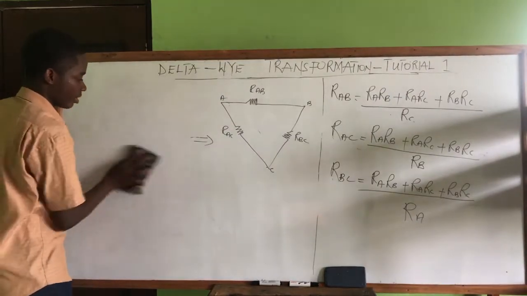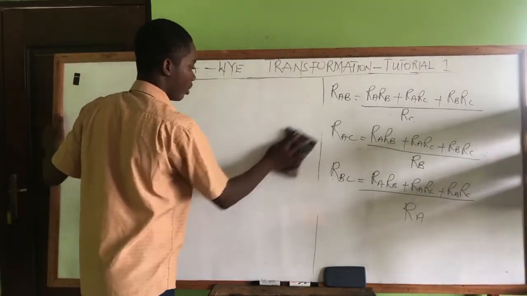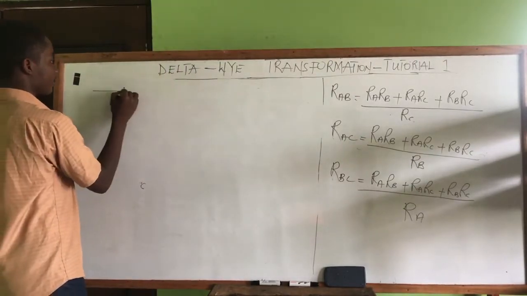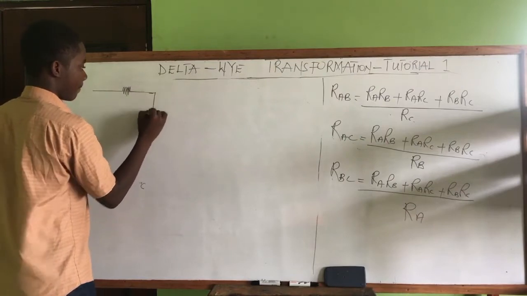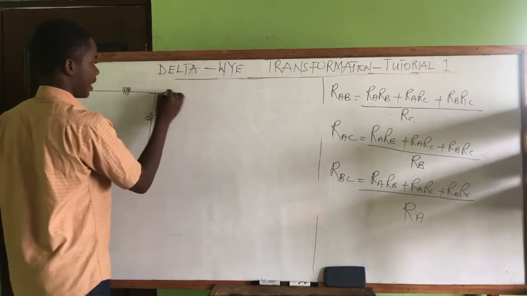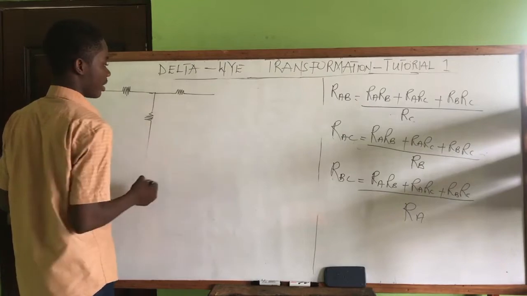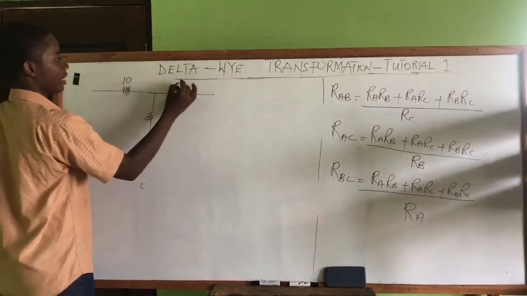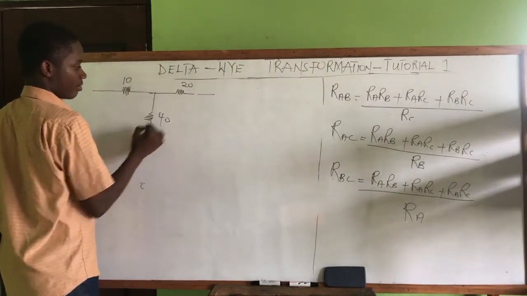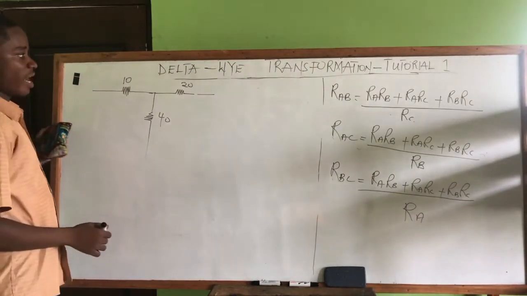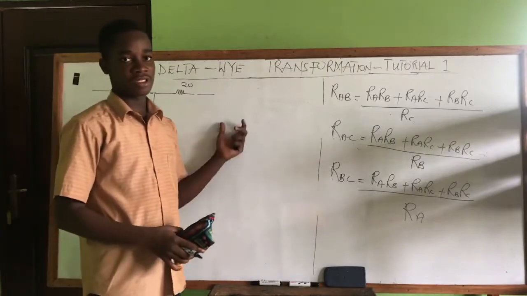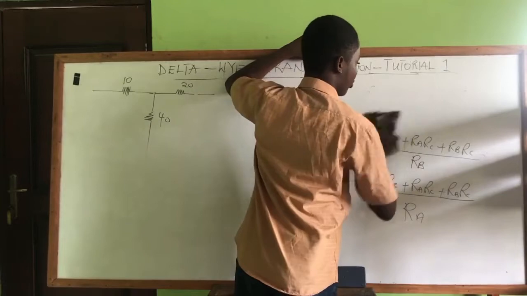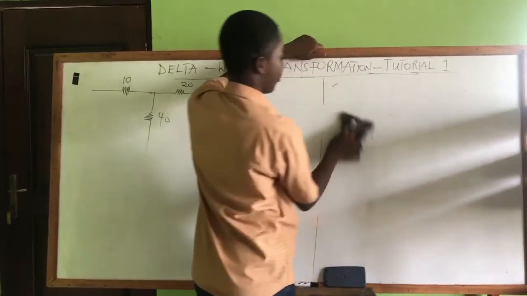So let's take a Y network on its own. Let's see a Y network is given like this. This is the Y network. Let's give it some values: say 10, 20, and 40. And we are asked to find the delta equivalent of this Y network.